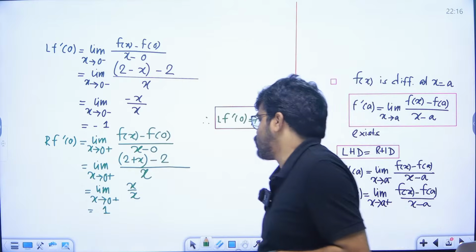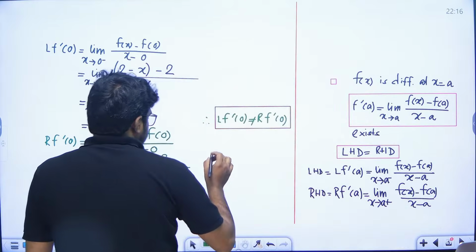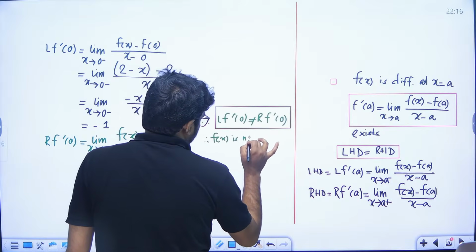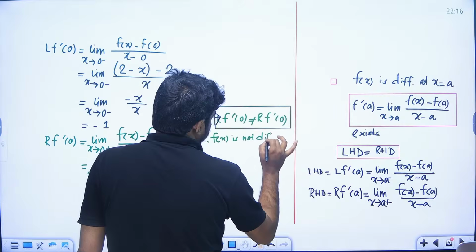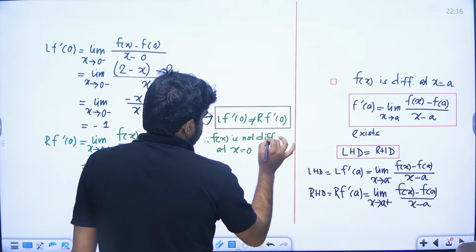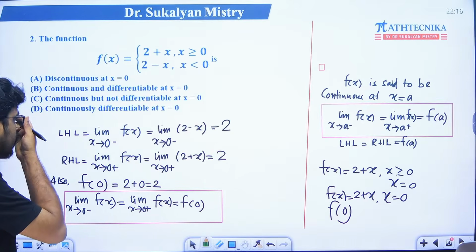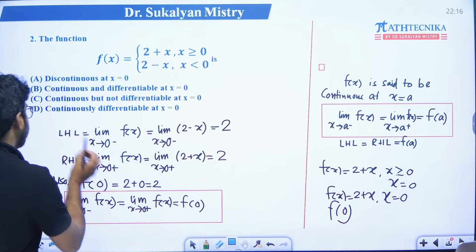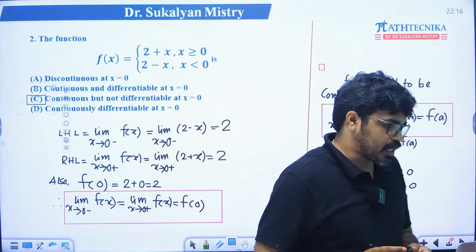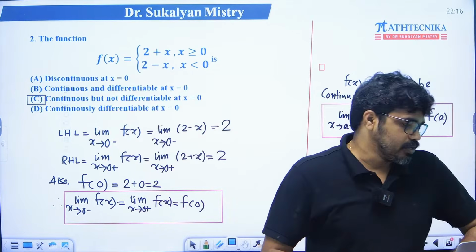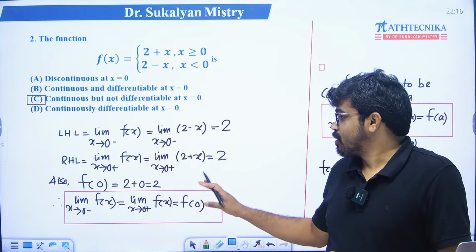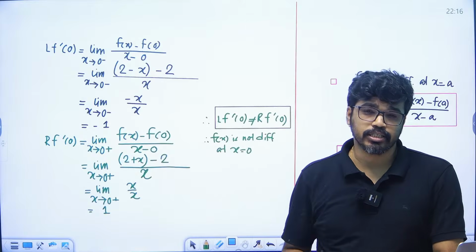Okay, so therefore we conclude that f(x) is not differentiable at x equals 0. So this function is continuous but not differentiable. So option C is the correct answer. Clear? Option C is the correct answer, because we see that the function is continuous but it is not differentiable. It is a very important note.